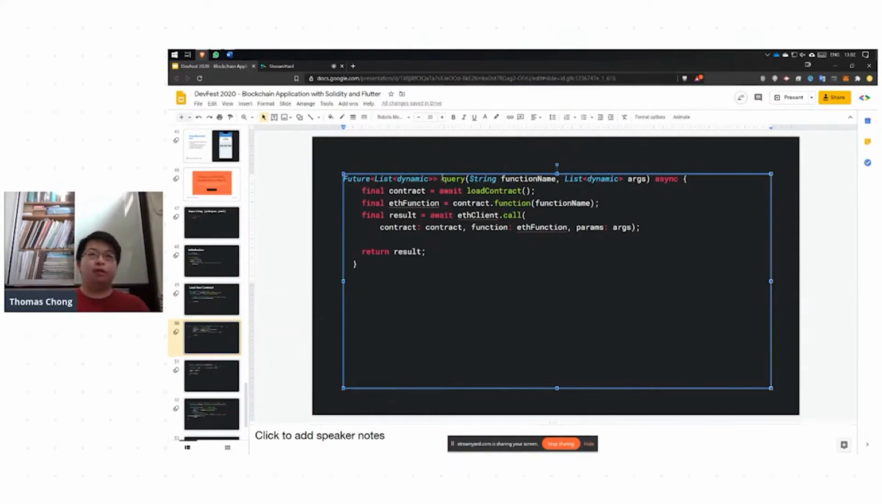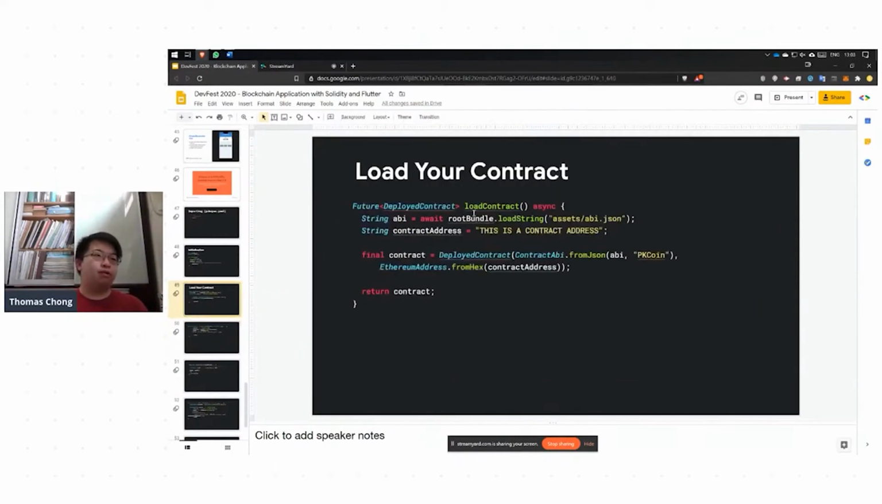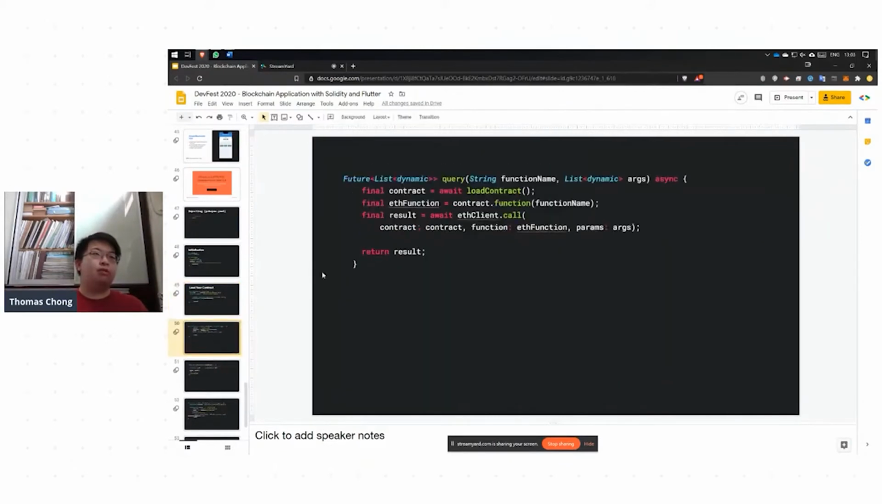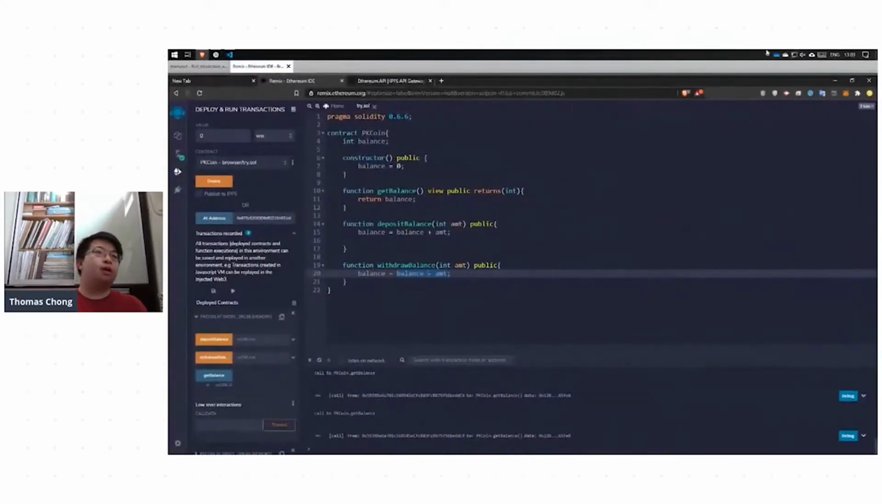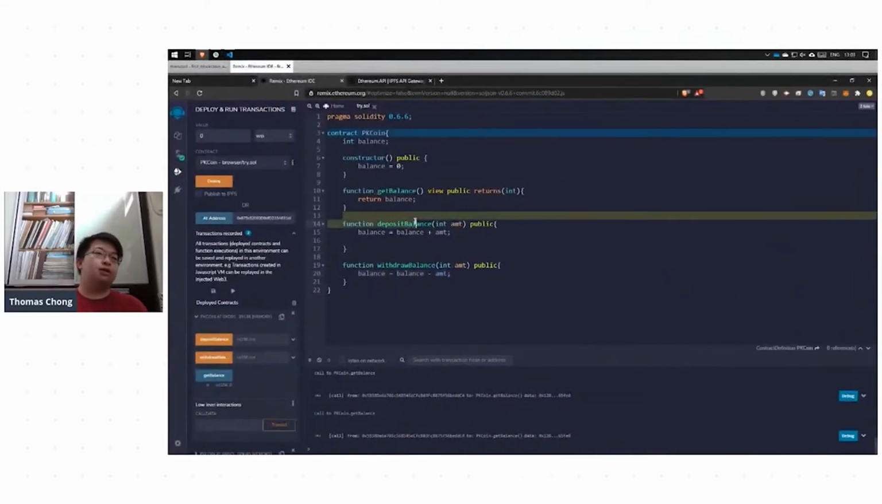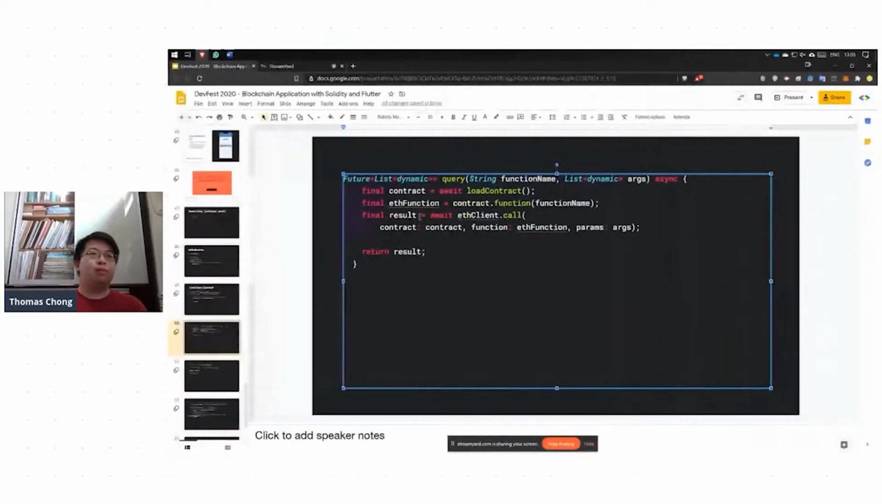Okay. We also have an important function called query. The main usage of this query is to search, according to the ABI that you provided, for the function that you want to execute. So for example, if you want to execute get balance or deposit balance, you put the name here, and then it will do a query and execute it.